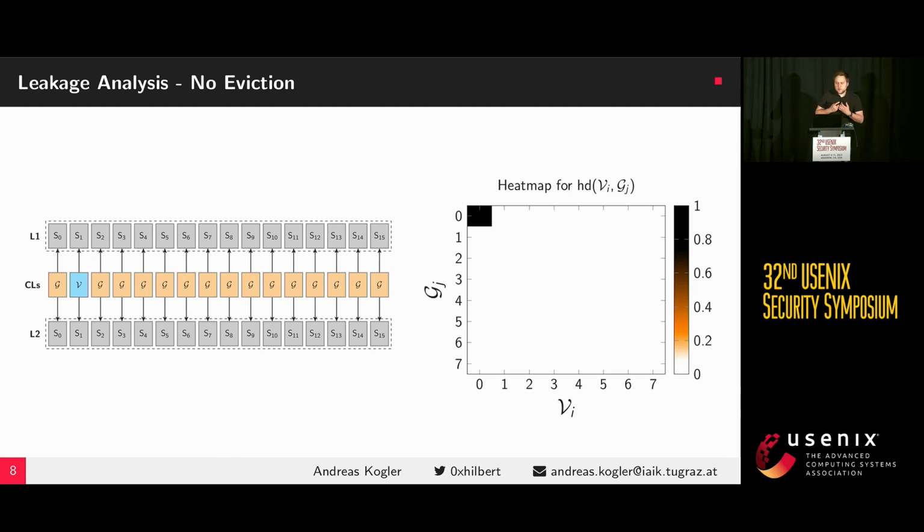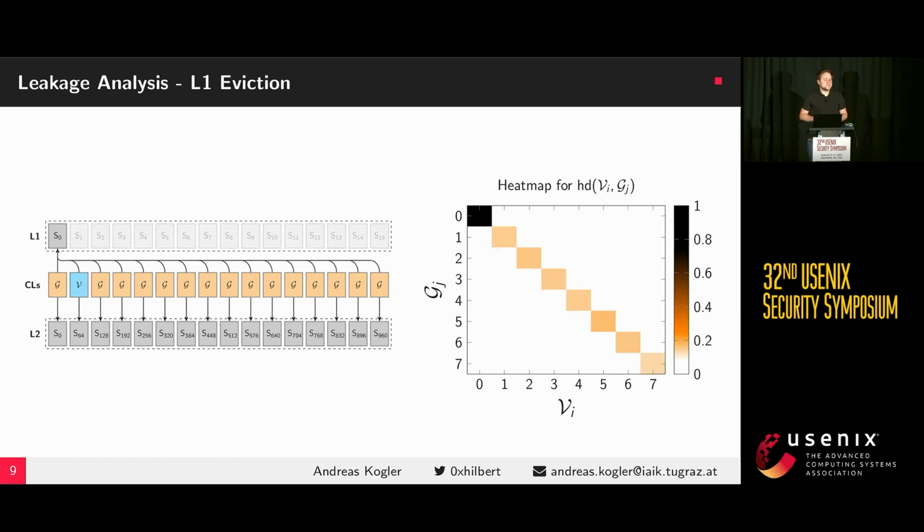And it only gets more convoluted if we add L1 eviction, for example. If we now place all the cache lines in the same L1 set, we will see that this diagonal is appearing. And even if we go one level further, if we also evict from the L2 by placing some of the cache lines in the same L2 set, we get additional leakage components in this power domain. This is the most generic analysis we can do, but it's super slow.